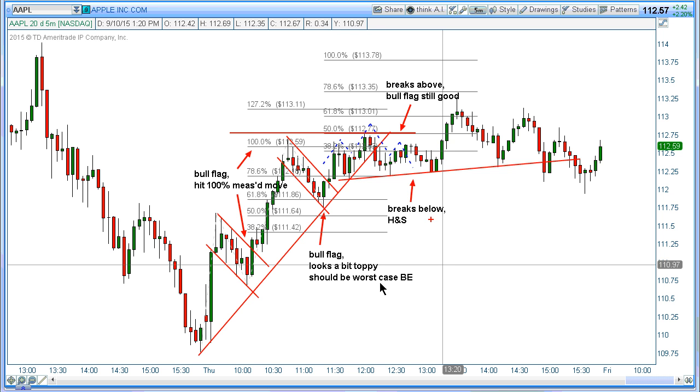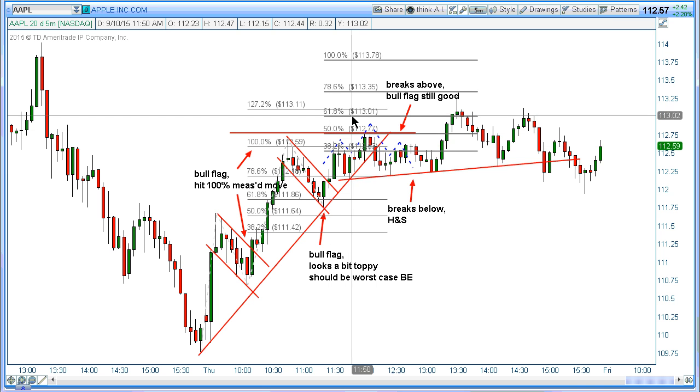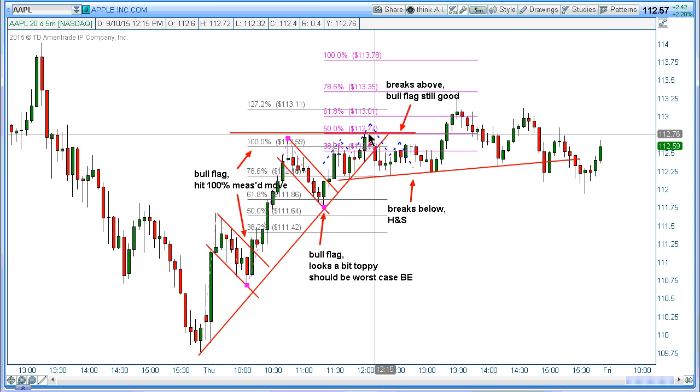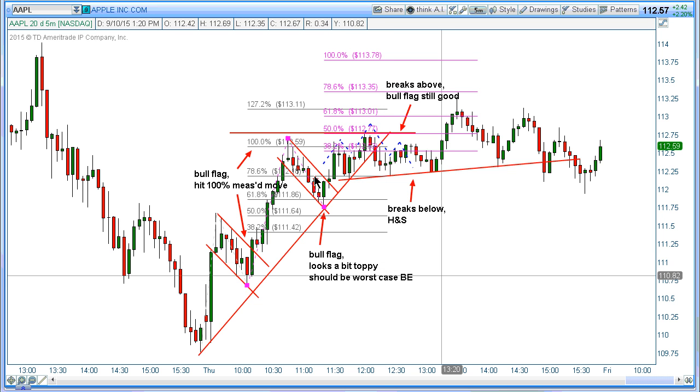Okay, then again, I use the Fibonacci extension tool to set up this major move. Right, so now the major move is essentially the pole of this flag. So if I use this and project up to the 100% level, then essentially it is 113.78. Okay, and then the 78.6 is 113.35.